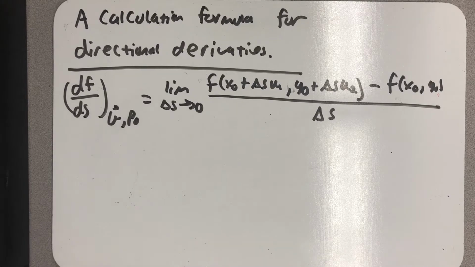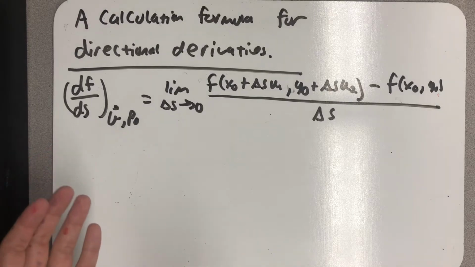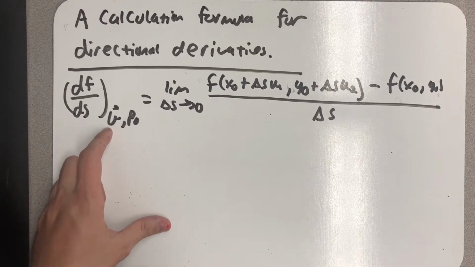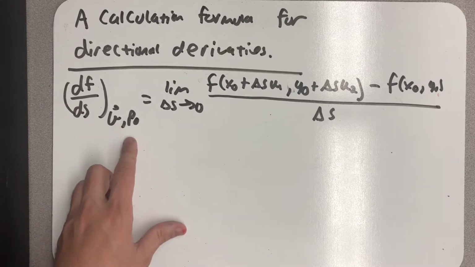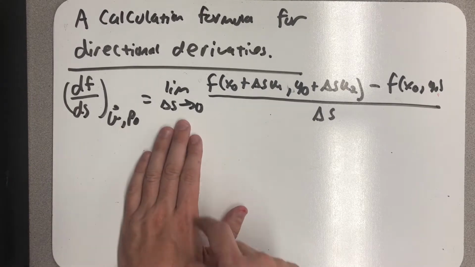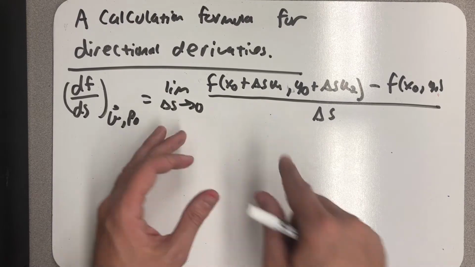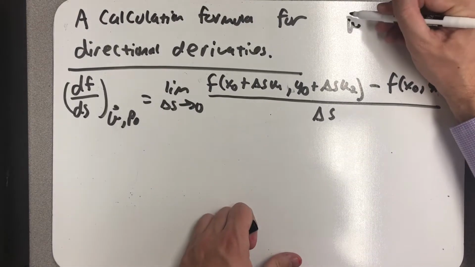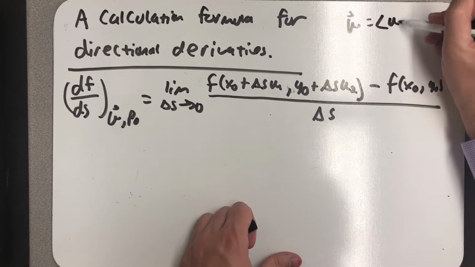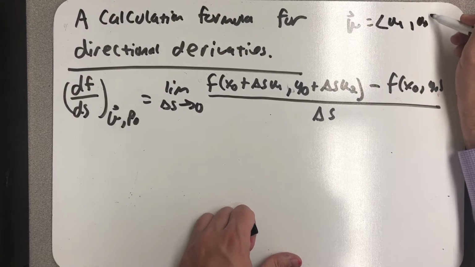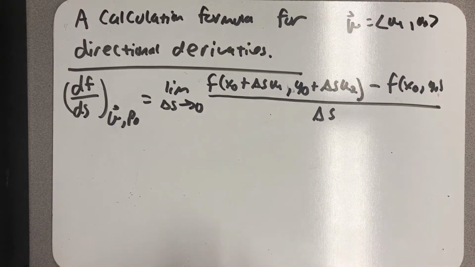In our last video, we defined the directional derivative. The derivative of f in the direction of a vector u, which needs to be a unit vector, at p naught, is the limit as delta s approaches 0 of f of x naught plus delta s times u1, where u1 is the i component of unit vector u, comma y naught plus delta s u2, where u2 is the j component of vector u, minus f of x naught, comma y naught.